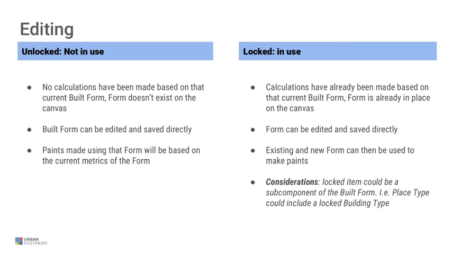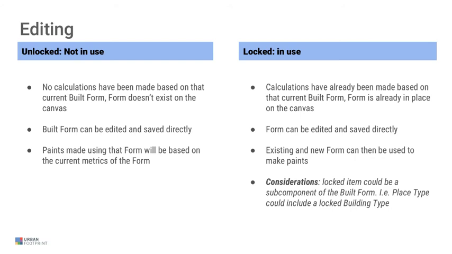But understand that when you're editing, there are forms that are unlocked. These mean that they haven't been used in calculations, as we've mentioned, and so they're not on your canvas already. And so if a form is unlocked, either it's a component or a place type or a building type, you're able to make changes to those components and then have those changes be part of what's factored into any calculations or any analytics that are run for your project area.